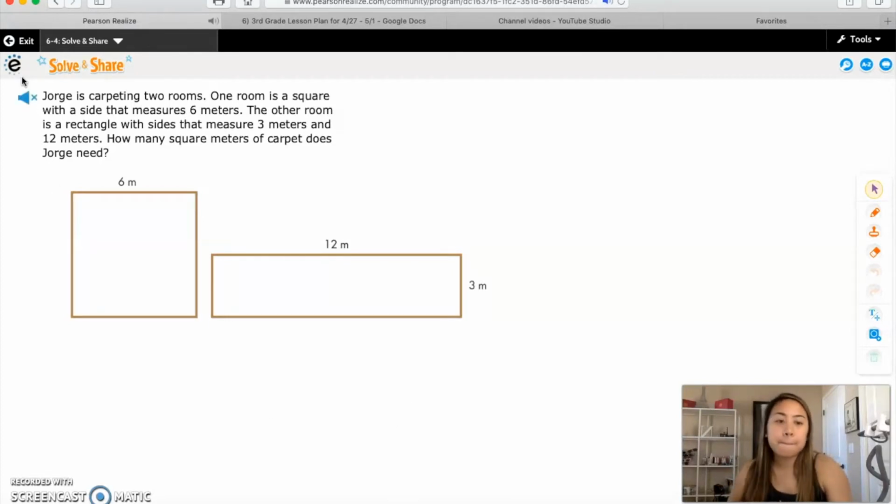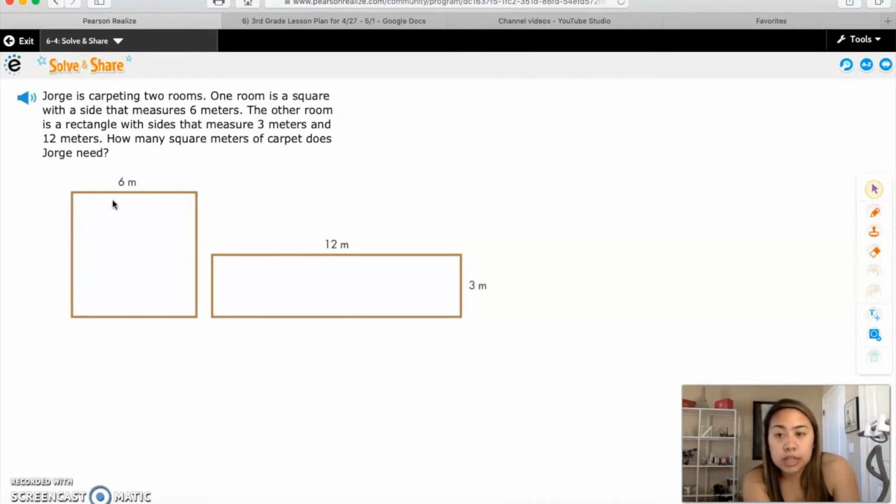Jorge is carpeting 2 rooms. One room is a square with a side that measures 6 meters. The other room is a rectangle with sides that measure 3 meters and 12 meters. How many square meters of carpet does Jorge need? Okay, so we need to figure out how many square meters of carpet Jorge needs. So basically we need to find the area of this square and this rectangle.